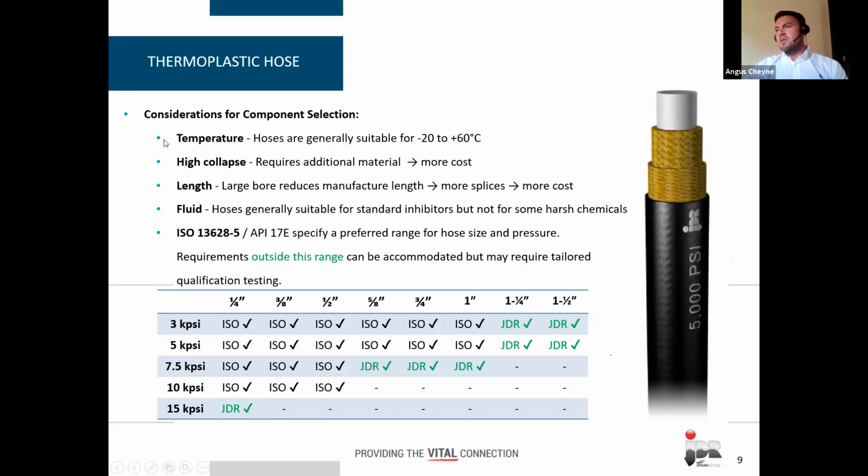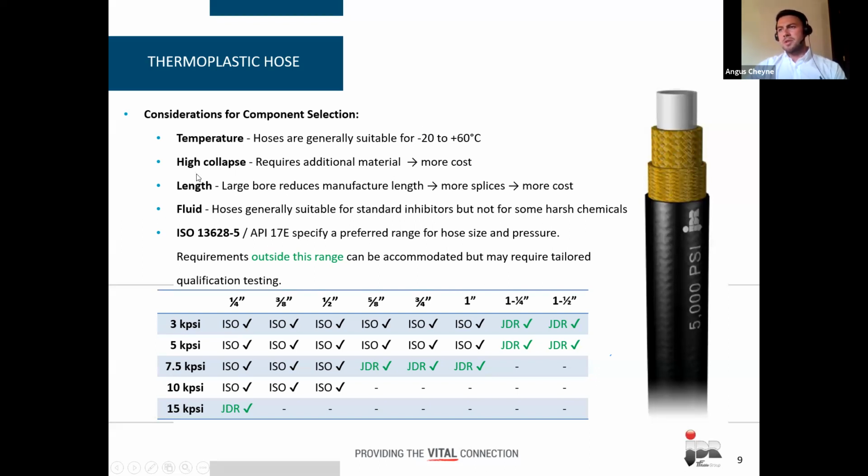So hoses are generally suitable for temperatures of between -20 to +60 degrees Celsius. This does cover the vast range of project applications, but not all. And one of the key aspects to consider with temperature is to ensure that the fluid itself is compatible with the hose at that temperature. So quite often compatibility and thermal operation temperature go hand in hand.